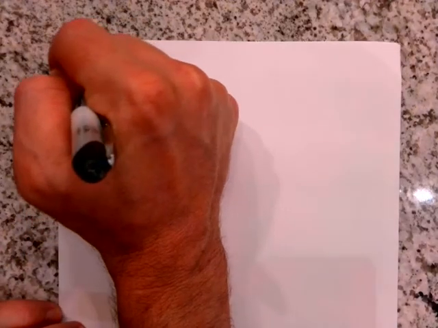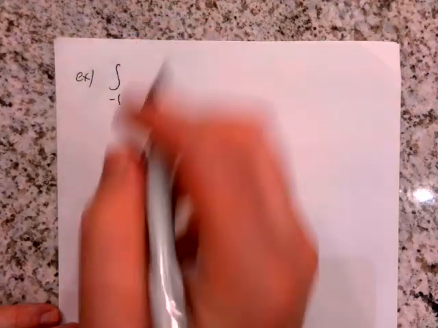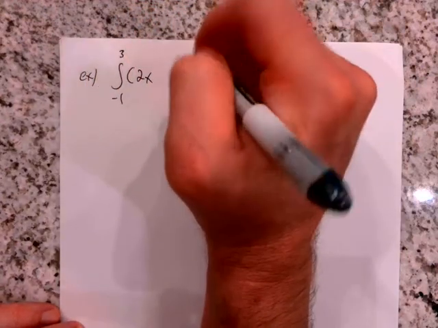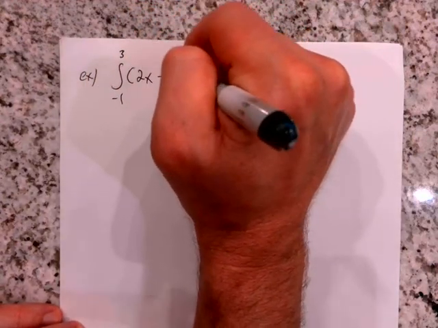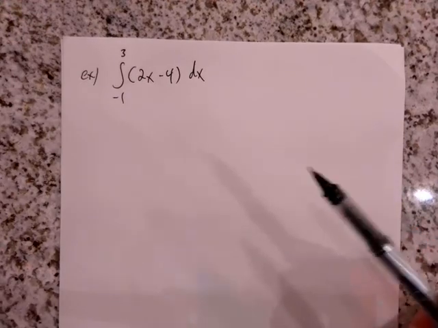Now let's see some examples of the fundamental theorem of calculus. We'll start with examples of part 2, which give us ways to evaluate definite integrals a lot quicker than we used to be able to. And we'll do the example that we did when we learned the Riemann sum definition of the integral. Integral from -1 to 3 of 2x minus 4 dx.